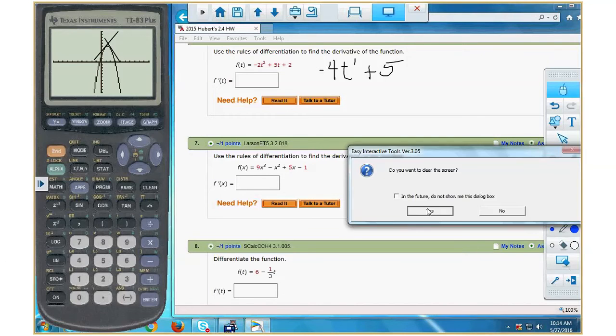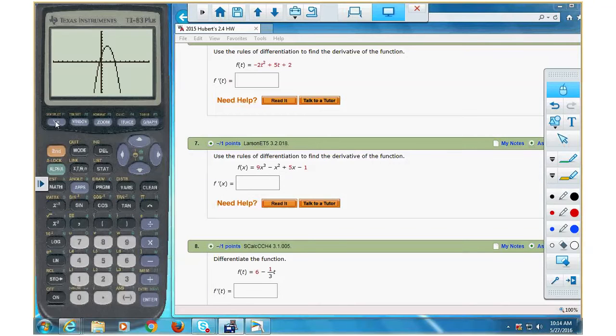Okay. The next one is y is equal to 9x cubed minus x squared plus 5x minus 1. There it is. Not much of a change. You might have to do a zoom standard just to see if there's any change.